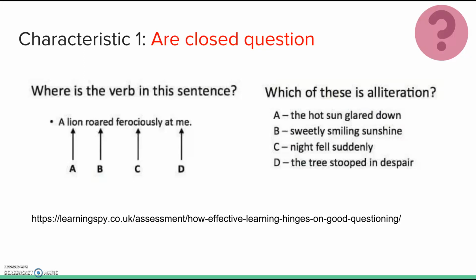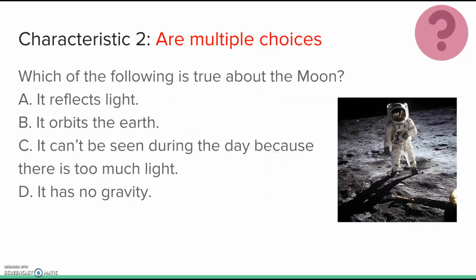So the first one is they're usually closed questions. The second characteristic is that they are multiple choices. On the surface, it seems like a simple activity. Just come up with a quick multiple choice question. These questions are carefully thought out. This example in science tests a deeply held misconception about gravity.